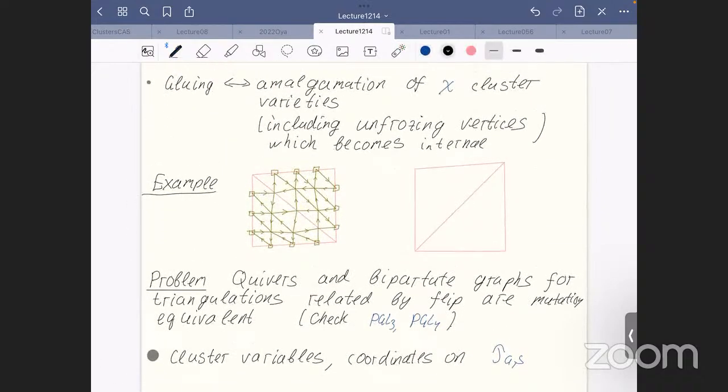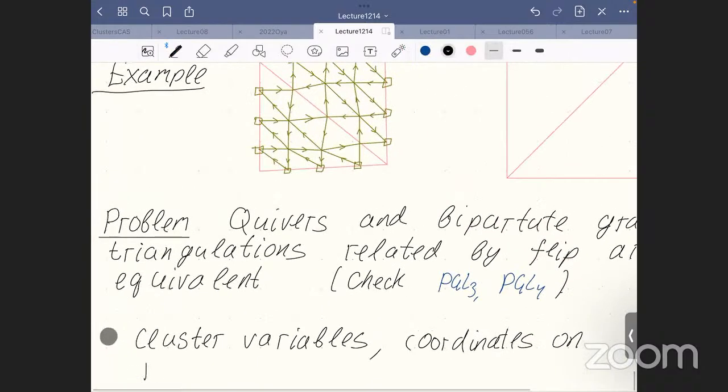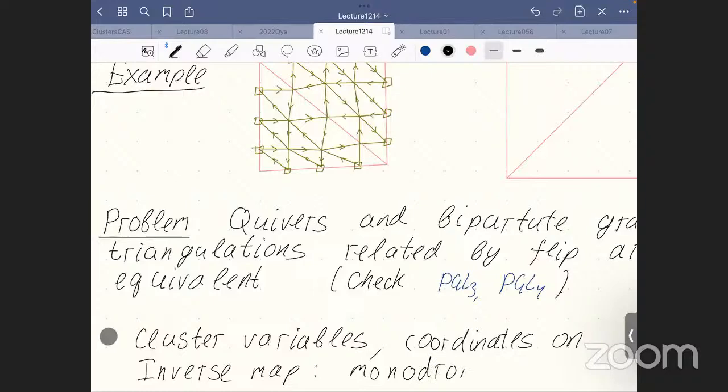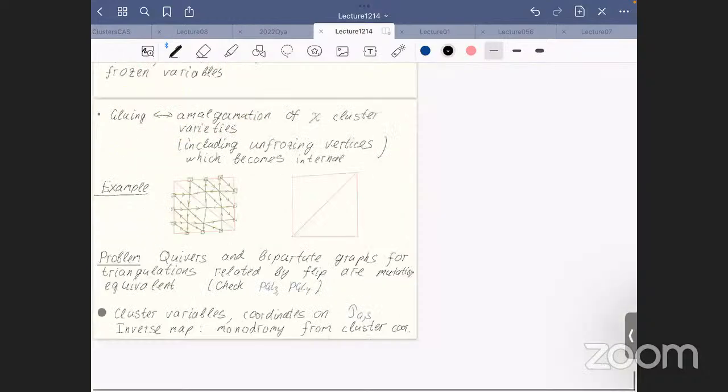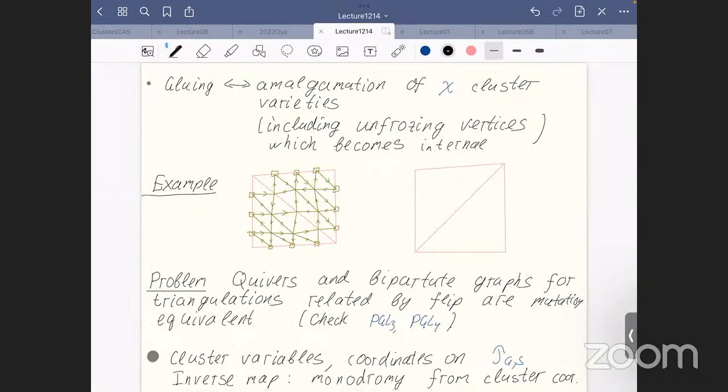And then another question is how to compute the inverse map. Namely, how to compute monodromy from cluster coordinates. And this we will discuss next time.